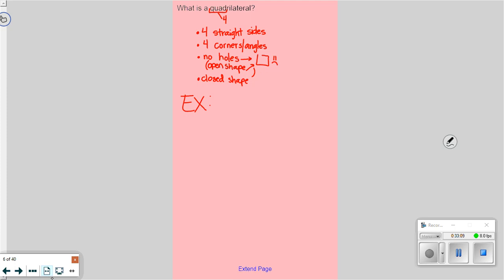All right, I see 2 friends, 3 friends, 4 friends. Is that a quadrilateral? Yes. Does it have 4 straight sides? Yes. 4 corners? Yes. Is it closed? Yes. It's a winner. Yes. 4 straight sides, 4 corners, no holes. That's a quadrilateral.